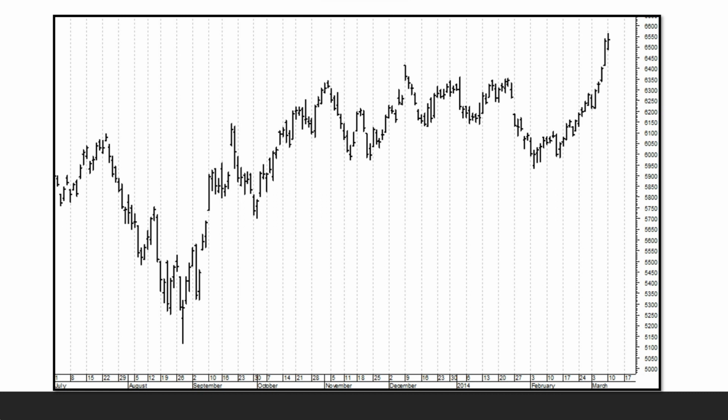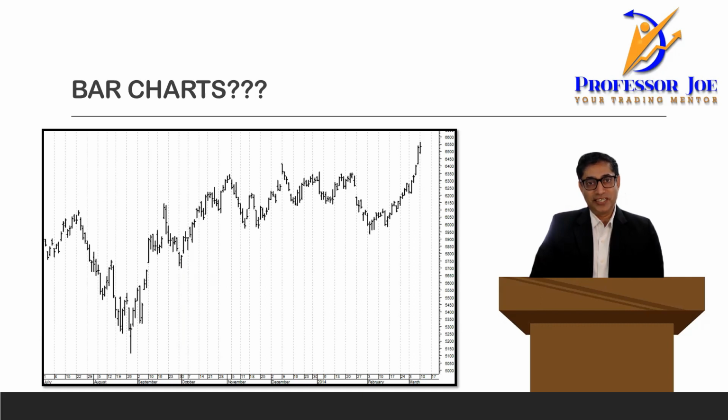This is how a bar chart looks. Like I said, a bar, multiple bars, and when you put thousands of bars on a chart, this is how a bar chart looks. It is very, very useful for traders, and a lot of traders use it for intraday trading also.